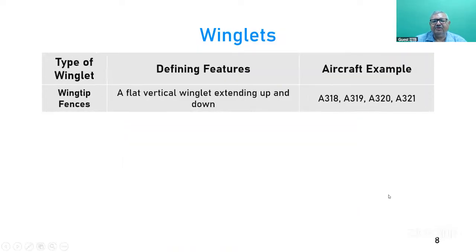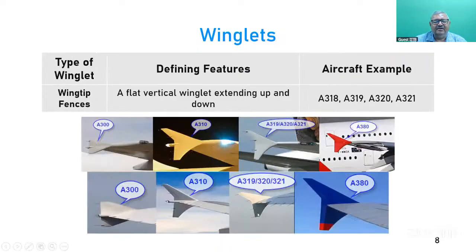Then we also have something called wingtip fences. The wingtip fences are basically just flat plates, flat vertical winglets extending up and down. Just a flat plate which is up and down. You can call it a tip fence, wingtip fence. This type of winglet is seen in A318, 319, 320 and 321, plus all the other aircraft that you can see in the image below.